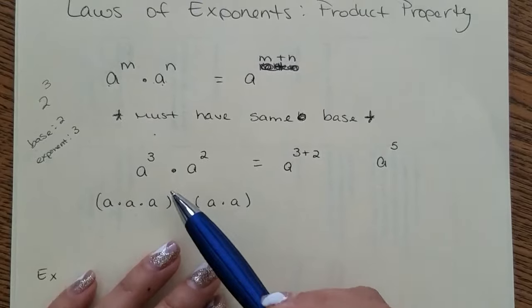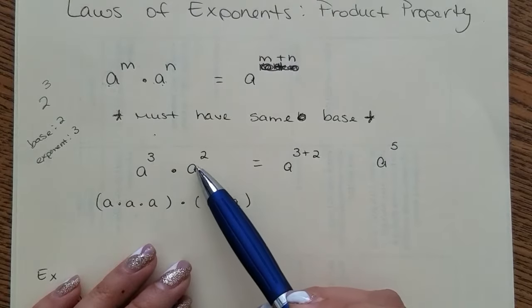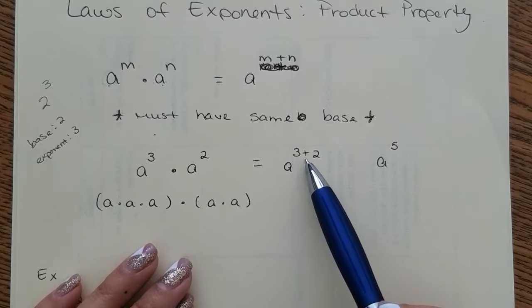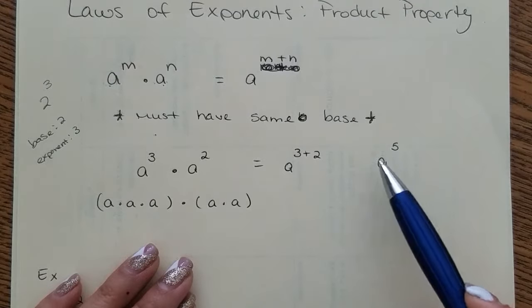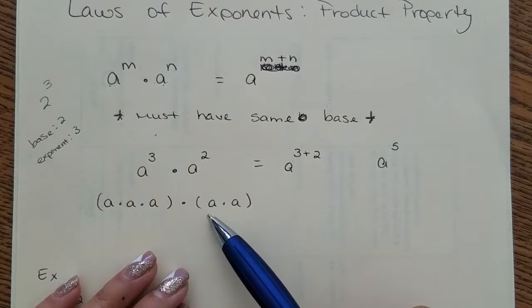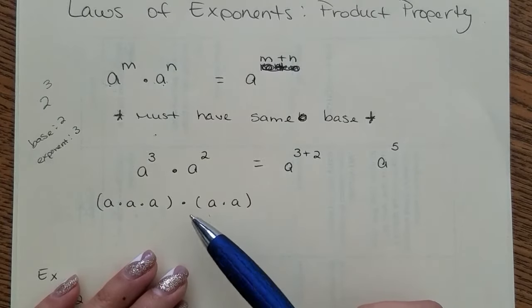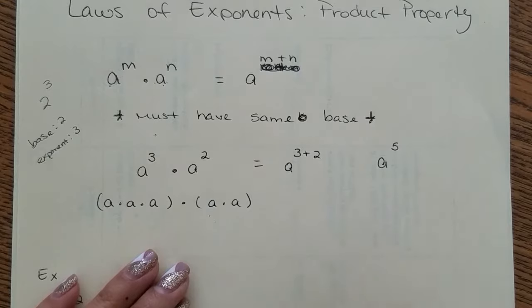So the way this works is if you have something like a cubed times a squared, what you're going to do is you're going to add those exponents so that you end up with a to the fifth. So this is a little breakdown of what's happening. I don't need to see you do this for all your work, but if it helps you, I recommend that you do it so that you can kind of get the feel of what's going on.